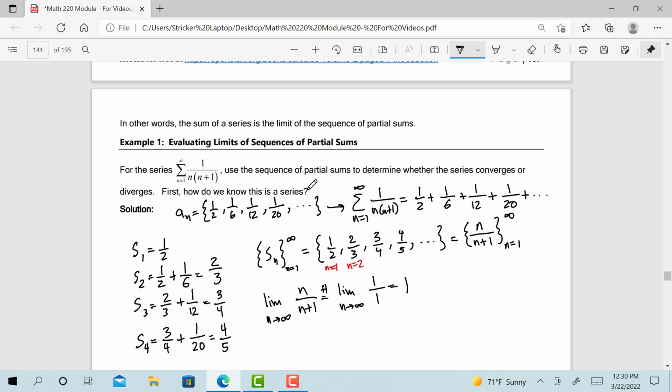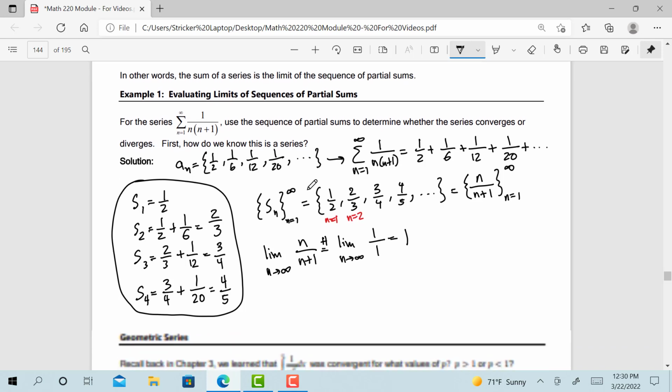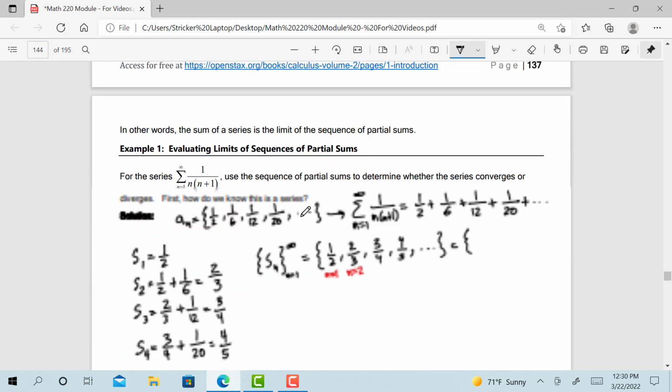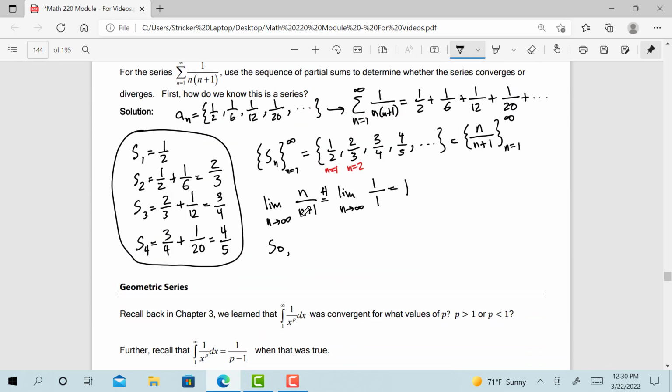And if we're just looking at all these partial sums, you can see that those are getting bigger. They are getting closer and closer to 1. So what can we say? Because the sequence of partial sums converges, and it said this in the definition here, if the sequence of partial sums converges to a real number s, then the infinite series converges. Notice the sequence of partial sums converged towards the value 1. It approached that limit, approached 1.